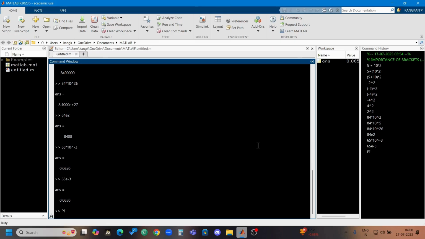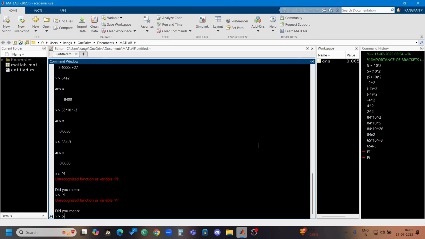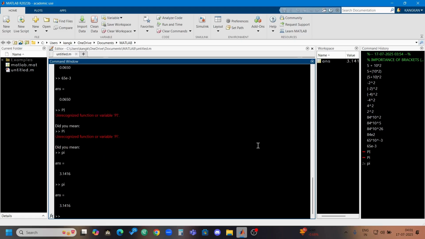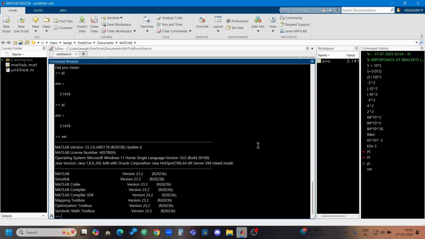Pi is a built-in function, and it is denoted in small case. But if you write in uppercase or with the first letter in caps, then there's a chance of errors. For checking the version of Matlab that is installed in the PC, write ver to get the details.